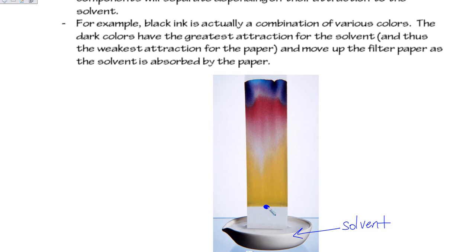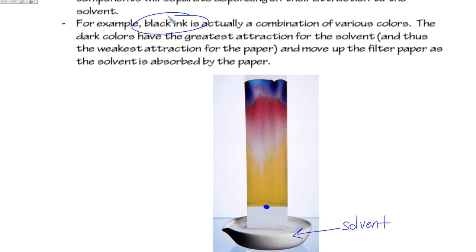Now, depending on the affinity of the solvent to the particles in the solution, we'll see those different liquids travel up the paper to different points. This picture is black ink. Black ink is a combination of all kinds of different colors. So as you see the solvent get absorbed by the paper, all those different components of the black ink move up the paper and get deposited at different points.